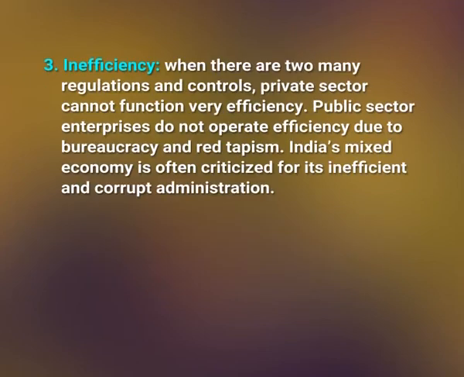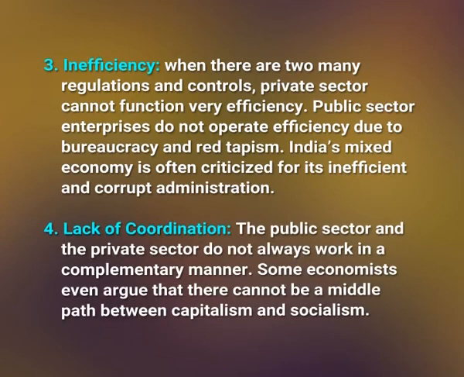Third one is inefficiency. When there are too many regulations and controls, private sector cannot function very efficiently. Public sector enterprises do not operate efficiently due to bureaucracy and red tapeism. India's mixed economy is often criticized for its inefficient and corrupt administration. Next is lack of coordination. The public sector and the private sector do not always work in a complementary manner. Some economists even argue that there cannot be a middle path between capitalism and socialism.